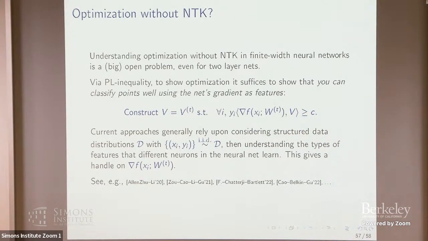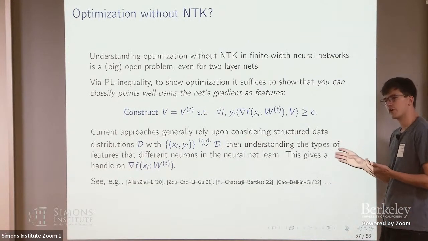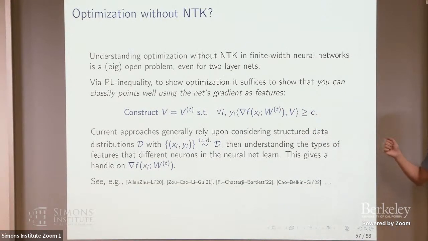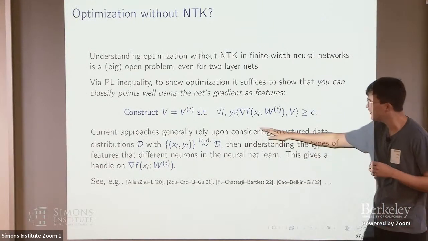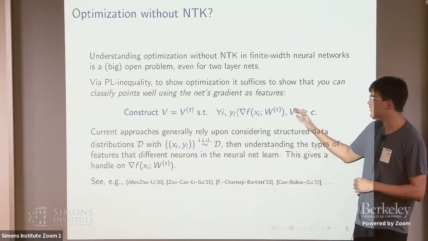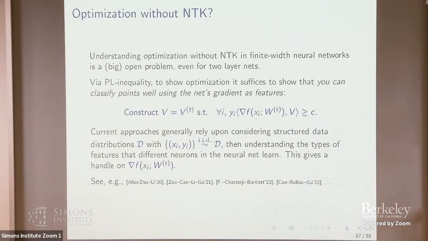If you don't have linearly separable data, the general approach to understand this is to consider some type of structured distribution where the xi, yi's are IID from some distribution, and understand the types of things that each neuron is learning. Because if you understand that, it gives you some hold on what's happening with the gradients of the network at time t. And then you can think about what linear functions of the gradient are able to classify things well, and that gives you a PL inequality. This is a subject of a lot of current work.